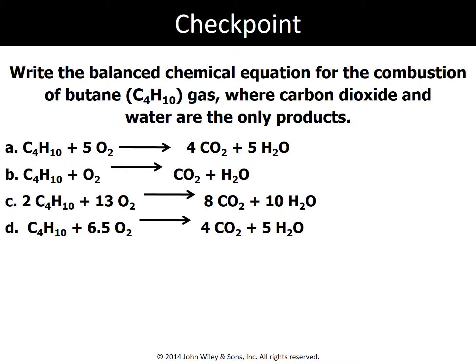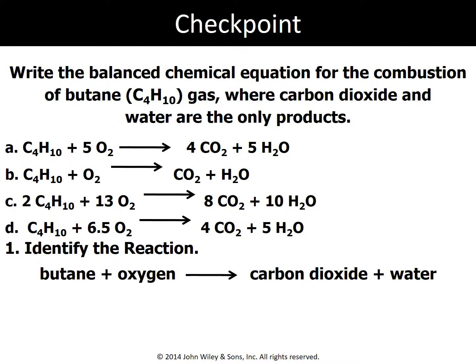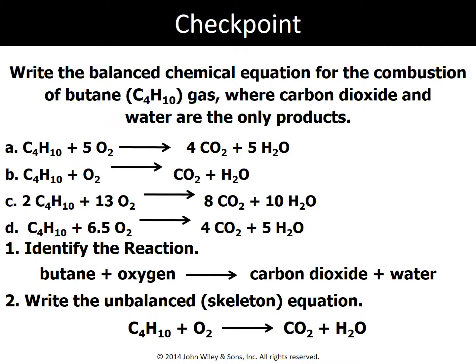Okay, so how do we start? We have our unbalanced reaction skeleton, so we know that it's going to be butane, C4H10, plus oxygen because there's combustion, yields carbon dioxide plus water. So we're going to write our unbalanced skeleton equation.